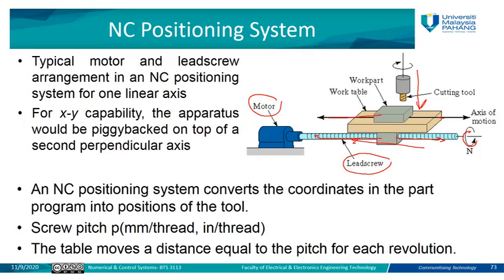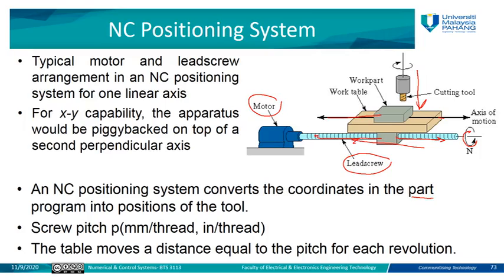So the numerical control positioning system will convert the coordinates that will be received from the part program. Usually the coordinates or the positions that we define, either using absolute coordinates or incremental coordinates and so on, will be included in the part program, and the MCU will convert this program or code into a position command, which will be received by the motor in order to move either the work part or the work table to the specific target position.